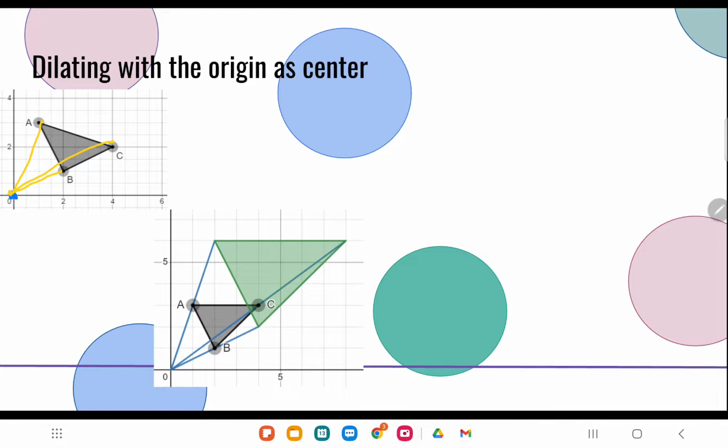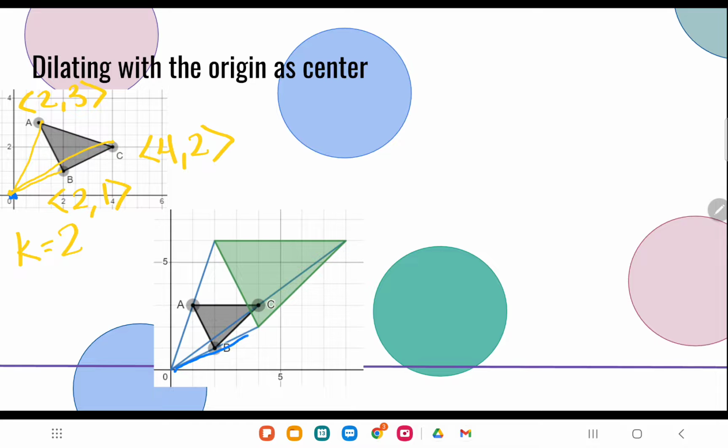Vector A will go to 2, 3 in its component form. The vector for B is 2, 1 in component form, and the vector for C is 4, 2 in component form. I'm going to dilate this according to a scale factor of 2. So what I'll do is take all of these vectors, multiply them by my scale factor of 2, and I will regraph them. You see them regraphed here in blue.